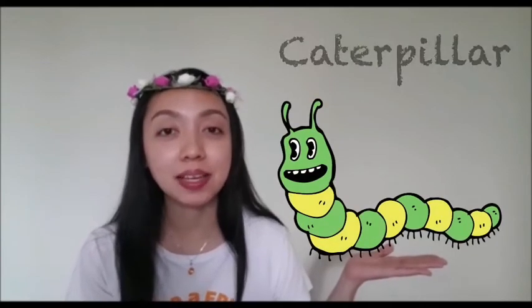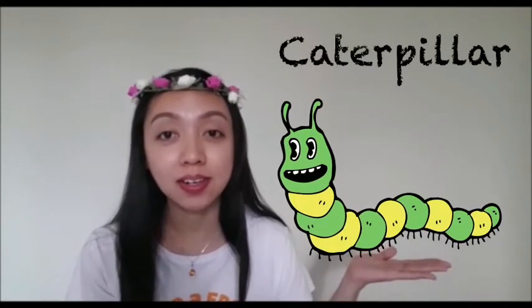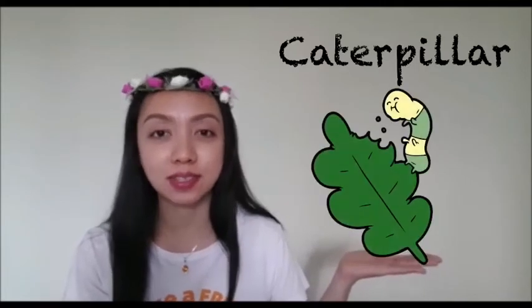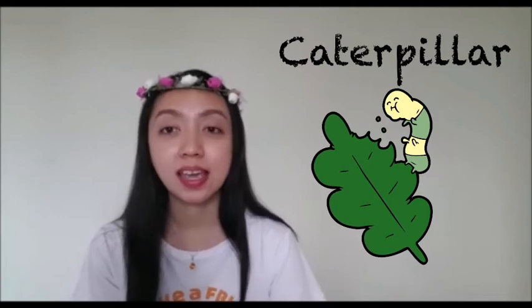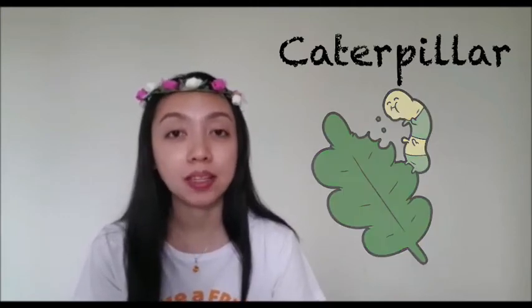Next we have caterpillar. Caterpillar eats the leaves. They eat the leaf because it's their food. And when they grow up, they become butterflies. This is a butterfly. It's beautiful.